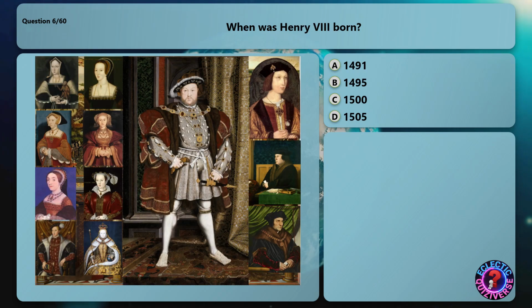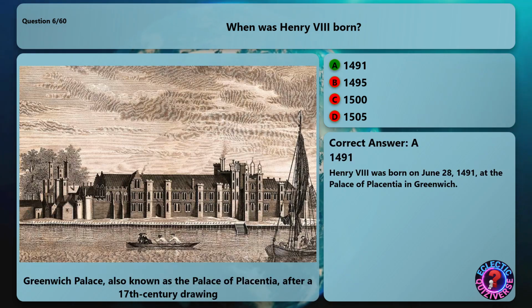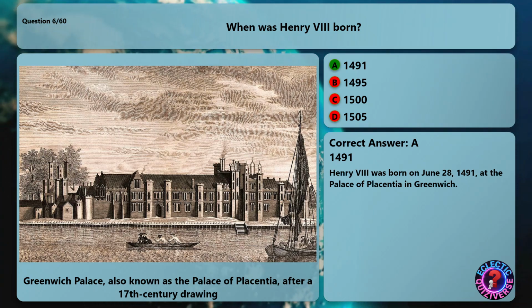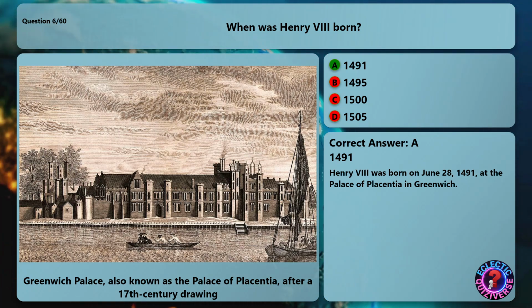When was Henry VIII born? The correct answer is 1491. Henry VIII was born on June 28, 1491, at the Palace of Placentia in Greenwich.